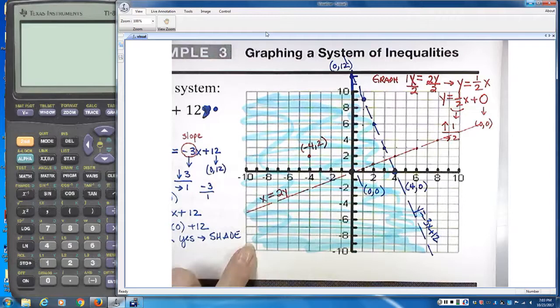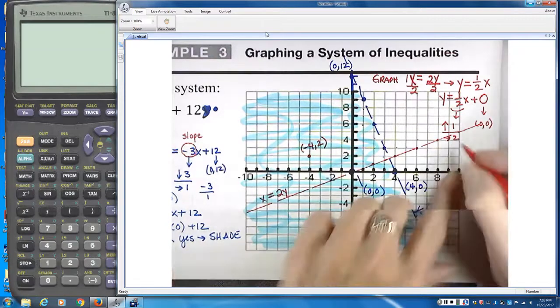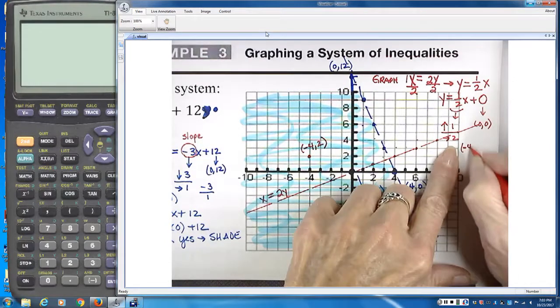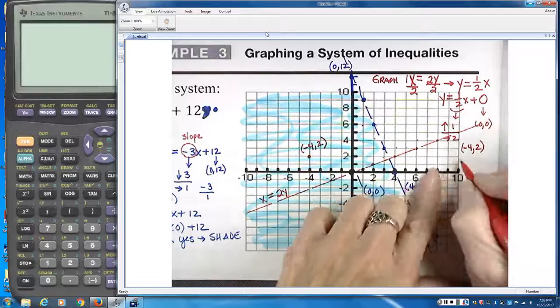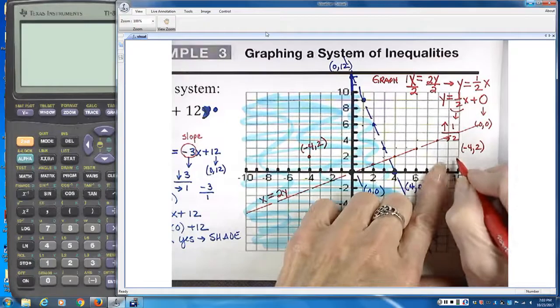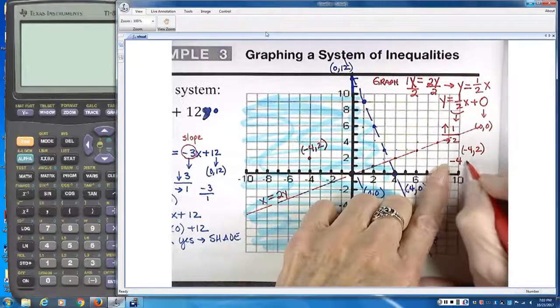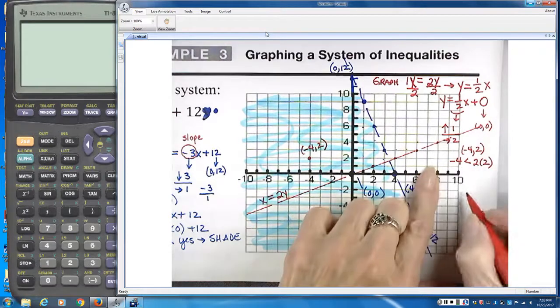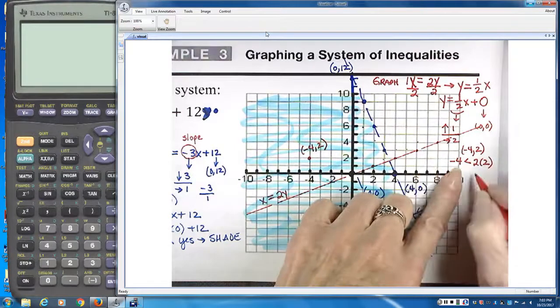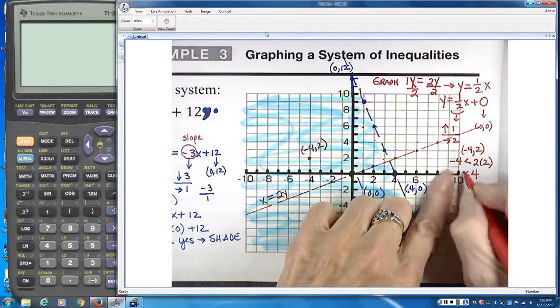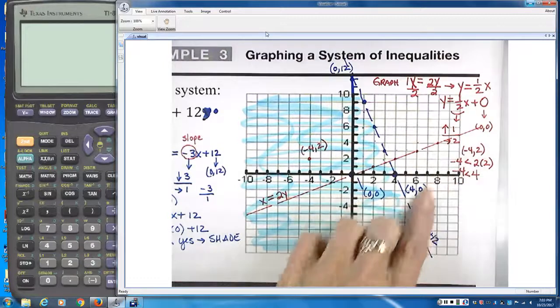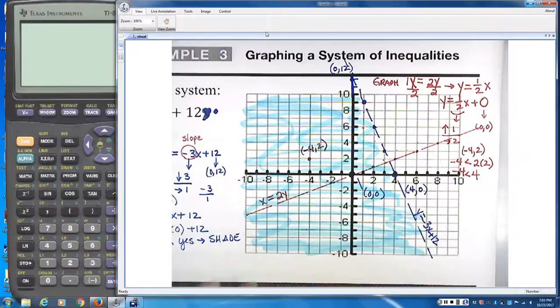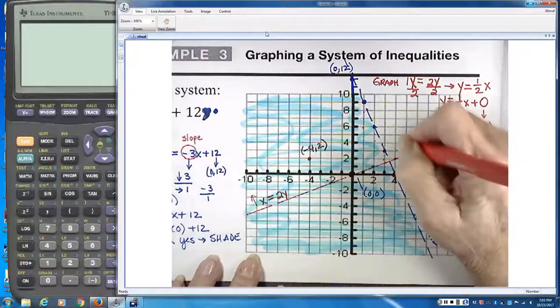So if we go back to our inequality, -4, 2, what we're saying is -4 less than 2 times 2? And 2 times 2, of course, is +4. And -4 is less than +4. So that means we need to shade that direction.